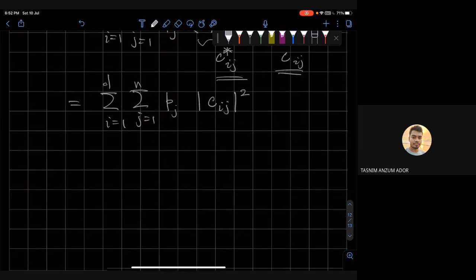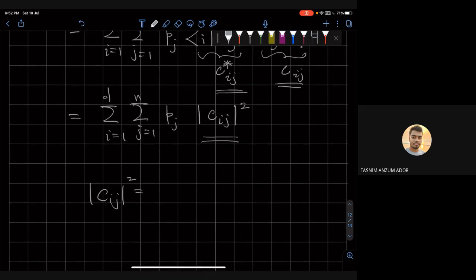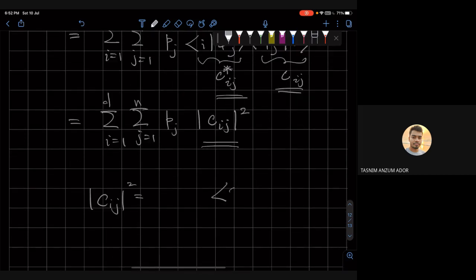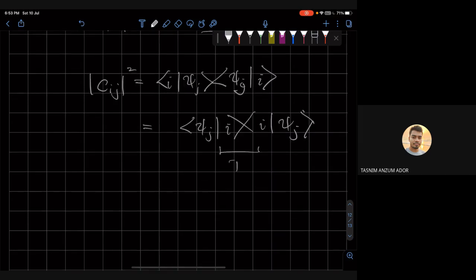Okay. Now the thing is that I can now rewrite these things. What is C_ij whole squared? This is, as I said, a complex number, which is psi_j|psi_i times psi_i|psi_j. But this we can rewrite as psi_j, then psi_i psi_i, then psi_j. And here we see this is the projection operator P_i. I don't know if you know about projection operators, but this is also a matrix, an operator.